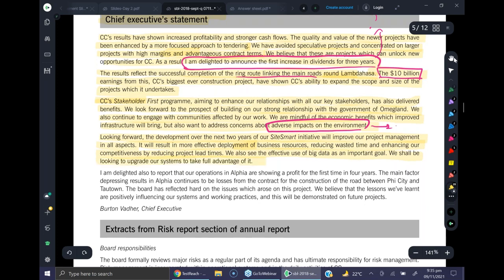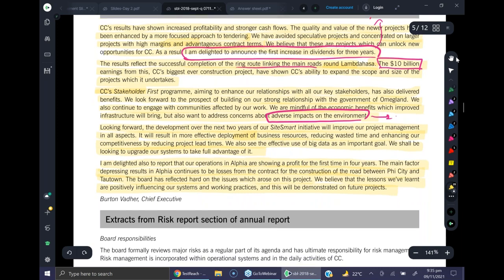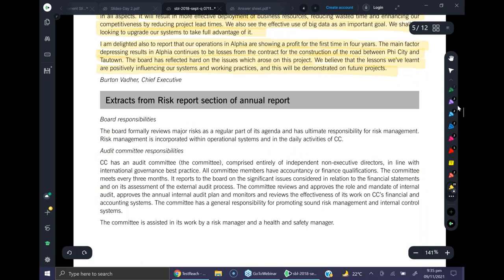Okay. I'm delighted to also report that our operations in Elfia are showing a profit for the first time in 4 years. The main factor depressing results in Elfia continues to be losses from the contract from the construction of the road between Fee City and Town. The board has reflected hard on the issue which arose on this project. We believe that the lessons we have learned are positively influencing our systems and working practices, as this will be demonstrated on future projects. All right. So that was the chairman's statement from the annual report.